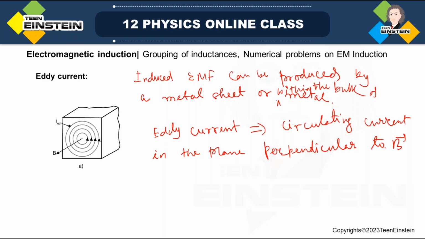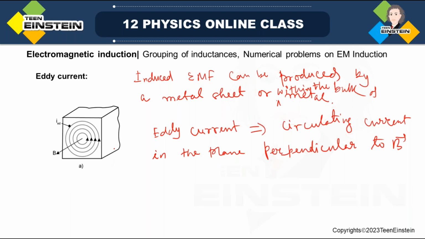So what is eddy current? Within the bulk of a metal, when there is a change in the magnetic flux, an induced EMF will be produced, and that induced EMF will produce circulating currents, as you see, which look like the whirlings of eddies. These circulating currents are confined in a plane perpendicular to the magnetic field. So this is eddy current.